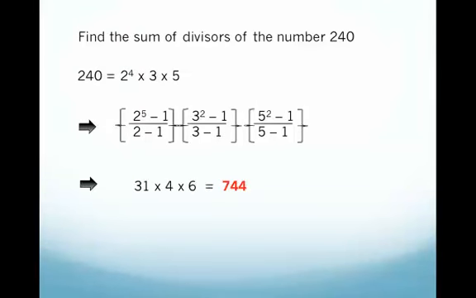On simplifying, the first bracket will be 31, the second bracket will simplify to 4, and the third bracket will simplify to 6. And this will yield a sum of 744, which means all the divisors of the number 240 will add up to 744.